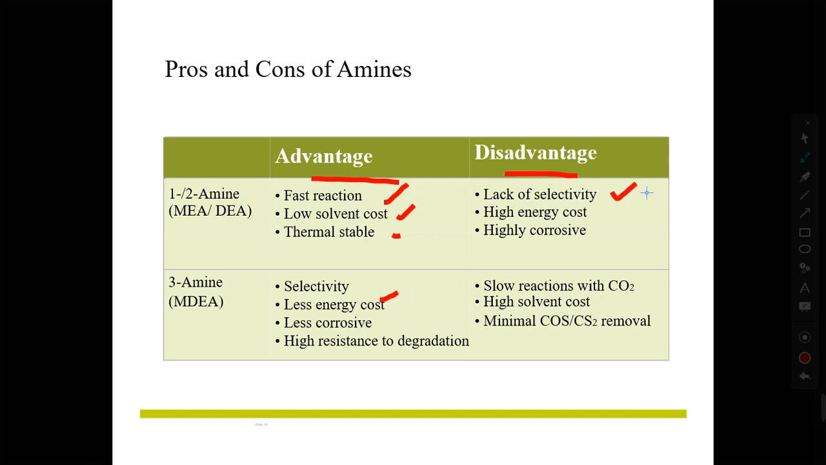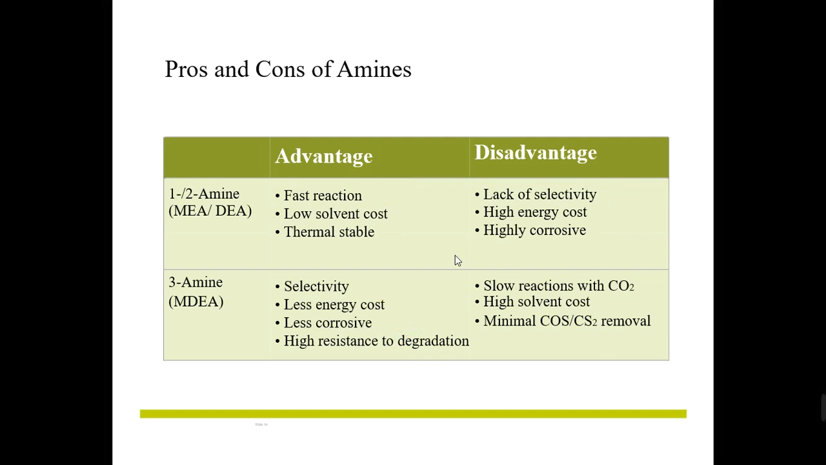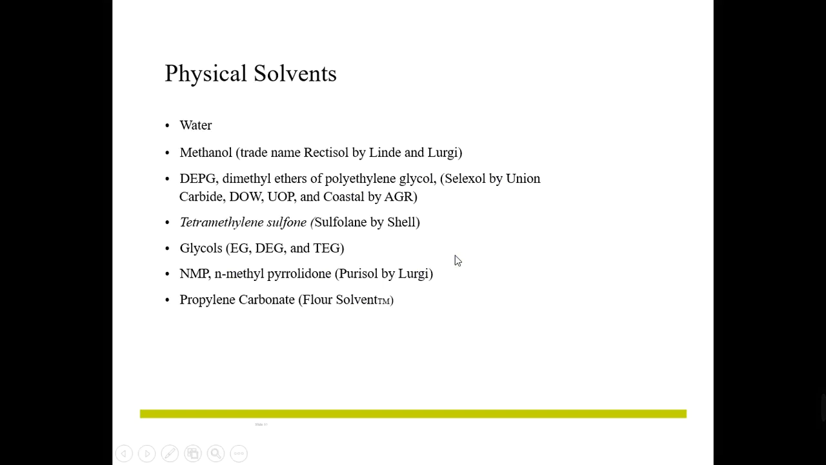But here, on selectivity, H2S and CO2 both cannot be recovered as we need. And they have a slow reaction with CO2, high solvent cost, and minimal COS and CS2 to remember. This one is highly corrosive, this one is less corrosive. So this depends on the composition: what is available, how much CO2 you have, how much H2S you have in the composition, and based on that you remove them.